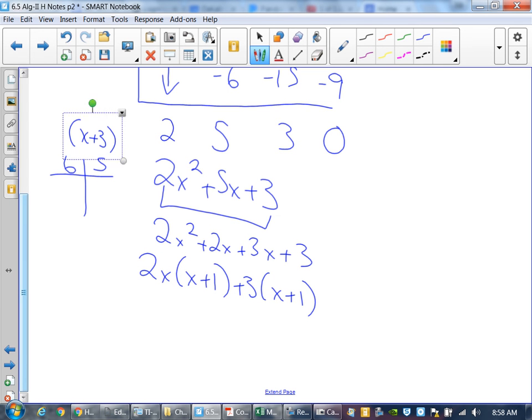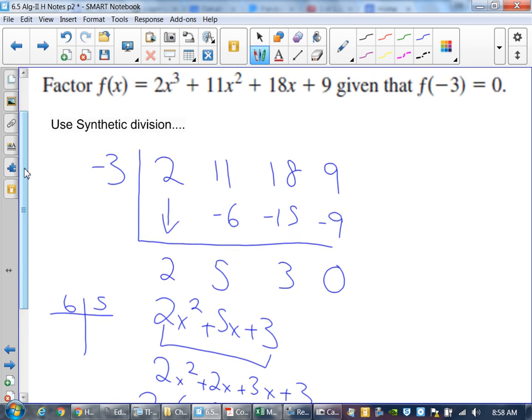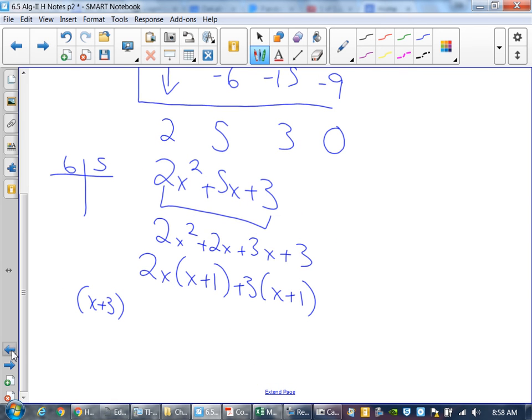So now we had this x plus 3 from earlier. The reason that I had this x plus 3 was because of what? It was a 0 to begin with. Okay? And now I have an x plus 1 and a 2x plus 3.